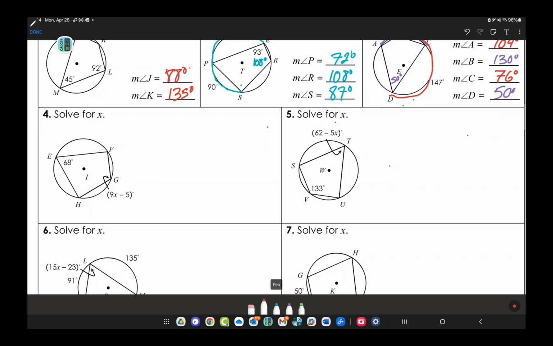All right, solve for x. Since we know 9x minus 5 plus 68 must equal 90, 9x plus 63 equals 90. 9x equals 27. So x is 3.